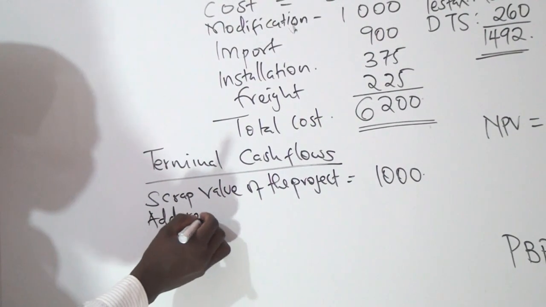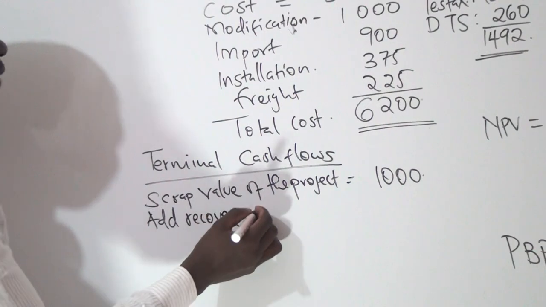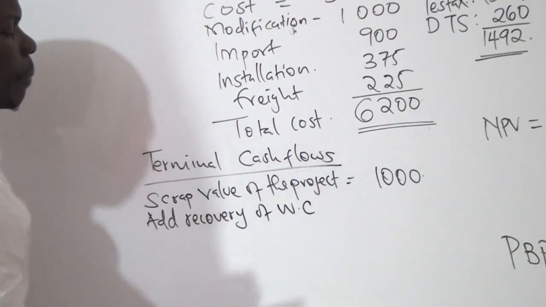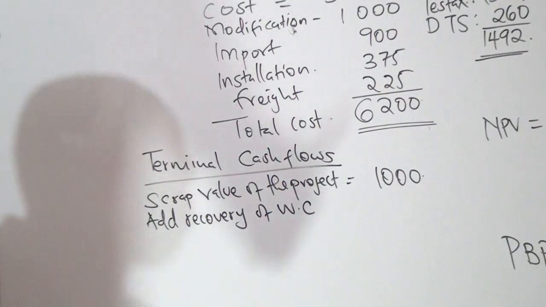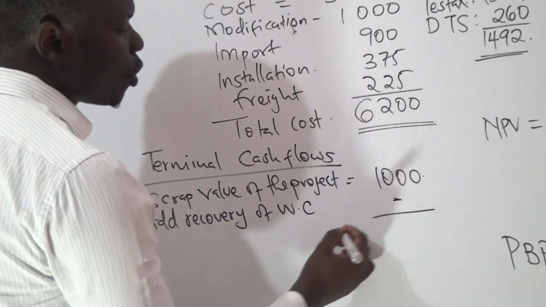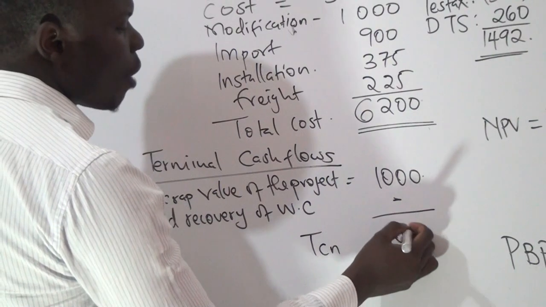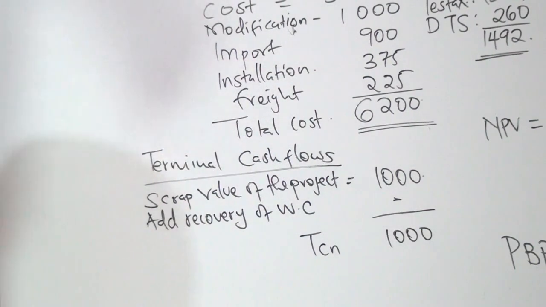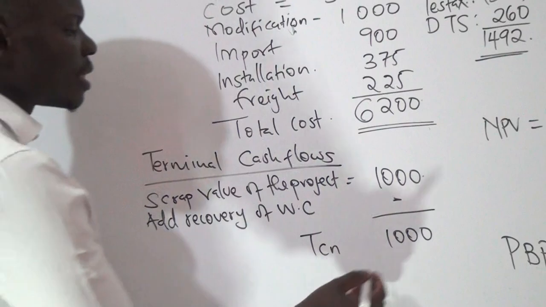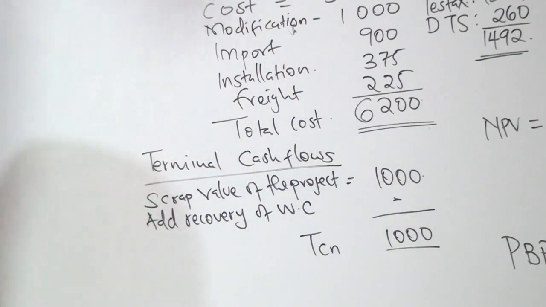Then we add recovery of working capital. Recovery of working capital, we have none. So our total terminal cash flow will be 1 million. So in this case, we've already identified our terminal cash flow.